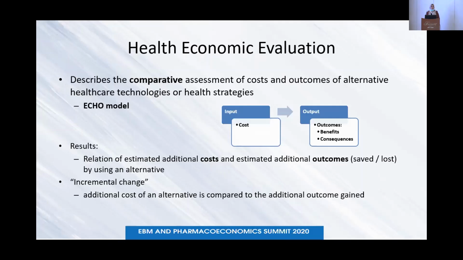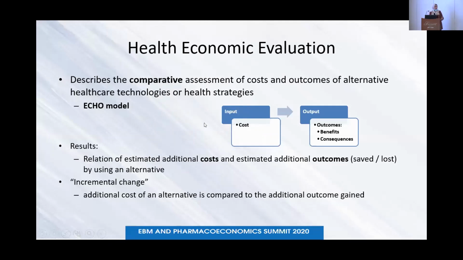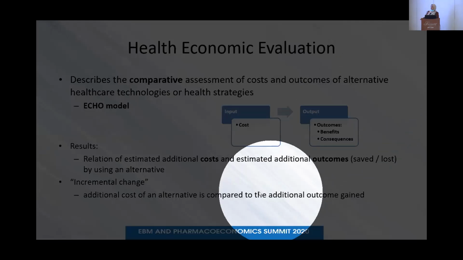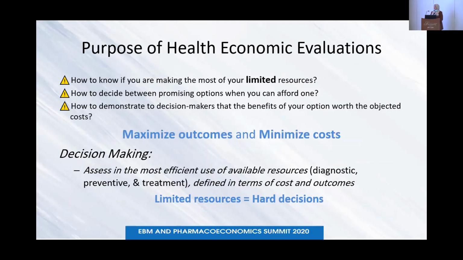When we talk about any evaluation process, we have an equation with two arms. So we have input and we have output. In our input, for sure, we enter costs, and for the output, we look for the outcomes, which are represented as benefits or consequences. The result, of course, is to look at the relation of the estimated addition of cost as related to the estimated addition in the outcome of using alternatives. The incremental change is the concept that the decision maker would be looking for in order to make their decisions.